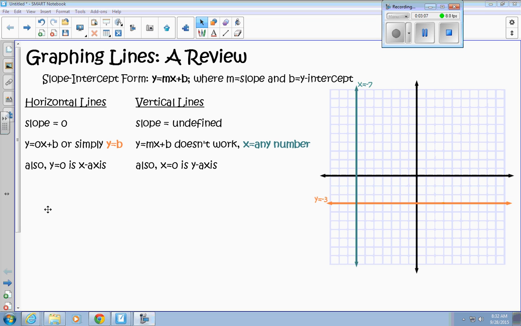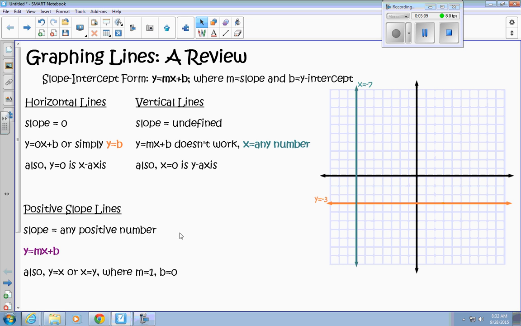And finally, we have lines with positive slopes, and the slope could be any positive number, and it will fit into your slope-intercept formula of y equals mx plus b. The only positive slope line we need to be concerned with for this unit is the line y equals x, which could also be written as x equals y, and that just means that the number in front of your x is a 1.